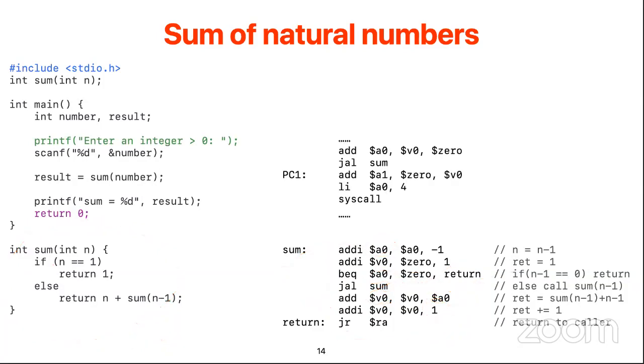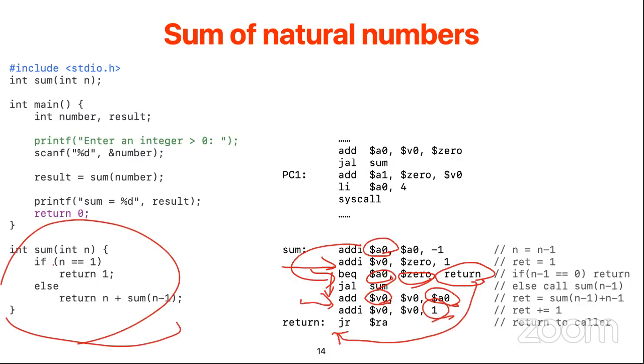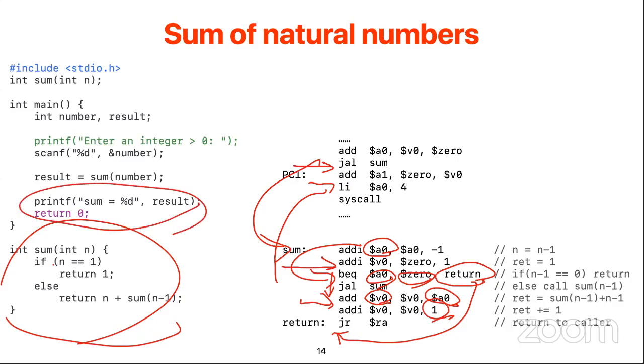And on the caller side, the main function would look like this. We would do a jump and link here to move to the sum function, and we are done. There are some other system calls which essentially just represent the printf function here. So the main function is very simple in this way.